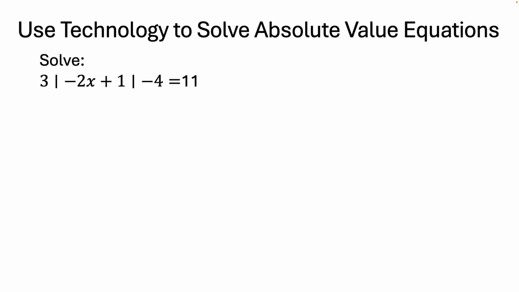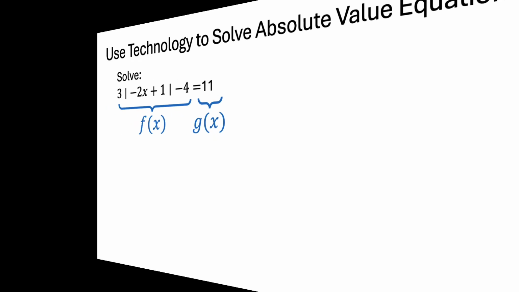The solution to the equation is always the x-coordinate of the intersection point or points. Let's use technology to solve the following absolute value equations. Let's solve the equation 3 times the absolute value of the quantity negative 2x plus 1, minus 4, is equal to 11. To use Desmos to solve this equation, we're going to enter the left side of this equation as f of x and the right side of this equation as g of x. Let's go over to Desmos now.